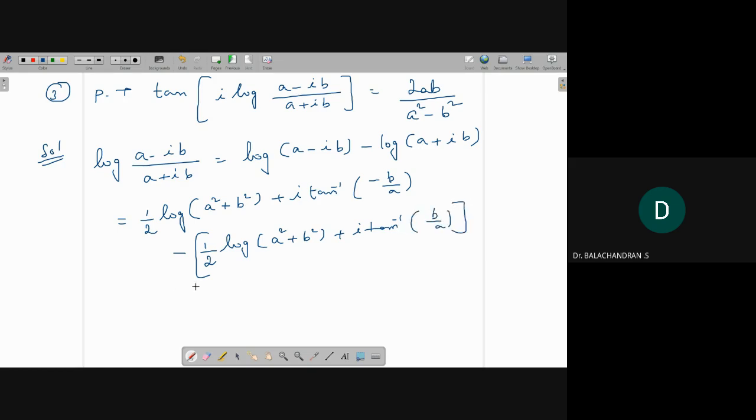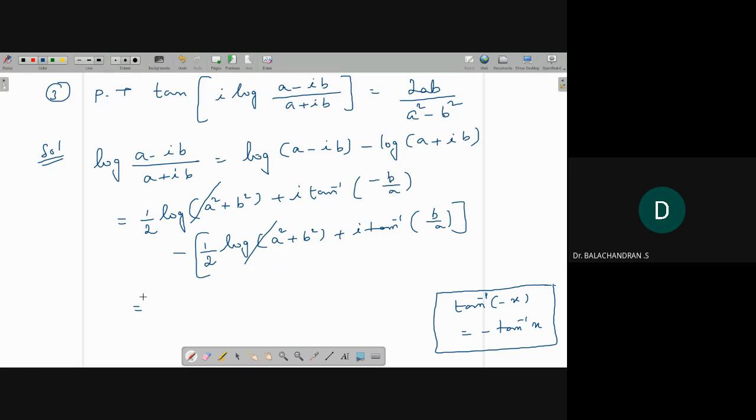Okay. So now you can cancel what? The half log a square plus b square minus half log a square plus b square. Is it correct? You can cancel these two terms. What is tan inverse of minus x, Rahul? I think minus tan inverse of x. Yes, you are correct. Tan inverse of minus x is equal to minus tan inverse of x. That's why here I am going to use tan inverse of minus b by a.